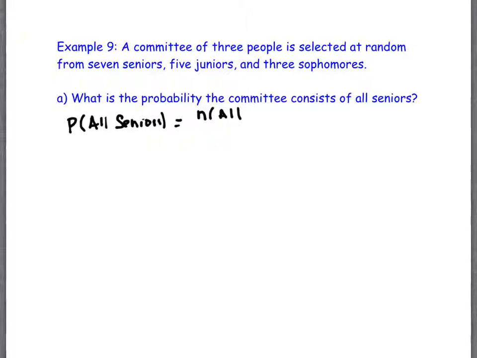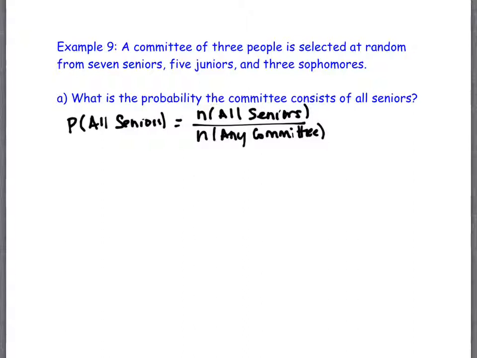Okay, the number of ways of getting all seniors compared to the number of ways of getting any committee, any collection of people. So I'm going to do this in 2 steps. I'm going to find the value of the numerator, then the value of the denominator, and then I'm going to divide them.